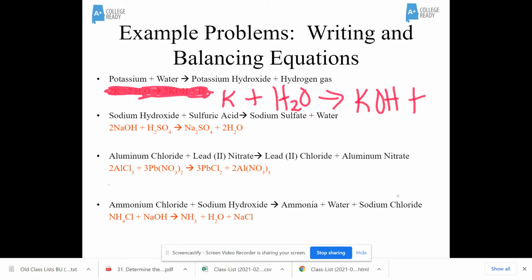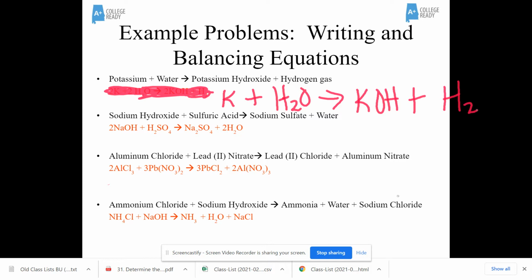And hydrogen gas is H2. Hydrogen is what we call a diatomic molecule. It means it doesn't exist by itself; it forms a compound with itself. H2, N2, O2, and all the halogens. They always exist in twos. Okay? So there's our skeleton equation.